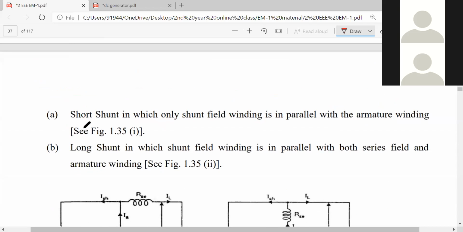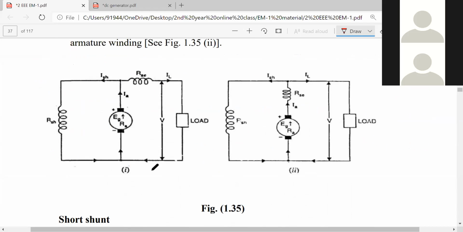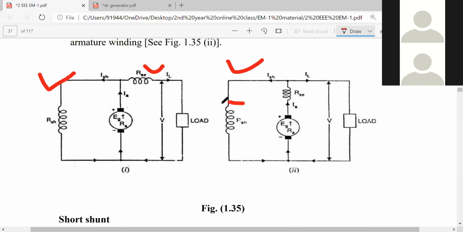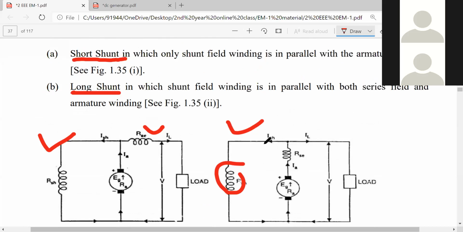So compound generators may be further classified into two types: short shunt and long shunt. So this is the short shunt. So this is the long shunt. Short shunt generator and long shunt generator. When the parallel shunt winding is connected across the armature, and further the series winding, that is called short shunt. When the shunt winding is connected across both the series field winding and the armature winding, then this is called long shunt.